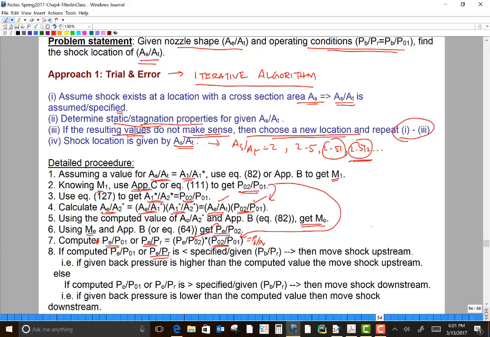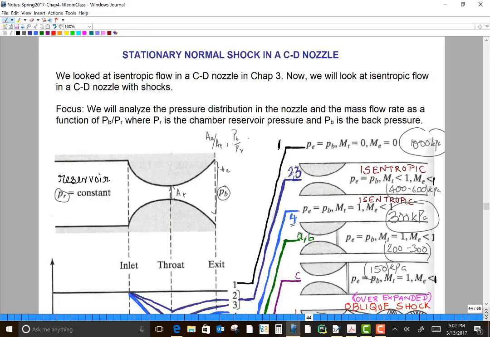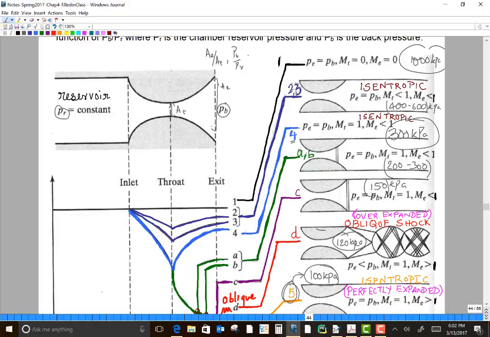So if this value is smaller than the specified or the given value, say if my computed PB by PR is 0.8 and my given value of PB by PR is 0.9, okay, then it means my shock is too far downstream, so I have to move the shock upstream. Okay, and for this you have to understand this plot on page 44. So here you can see, right, as you decrease the back pressure corresponding to cases A and B, the shock moves downstream, right?